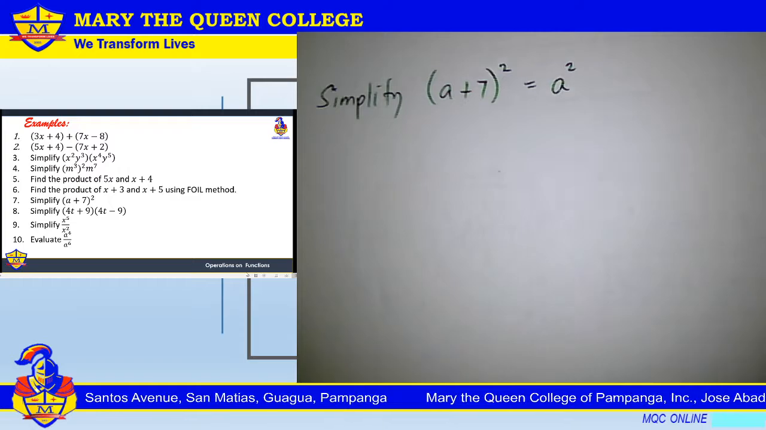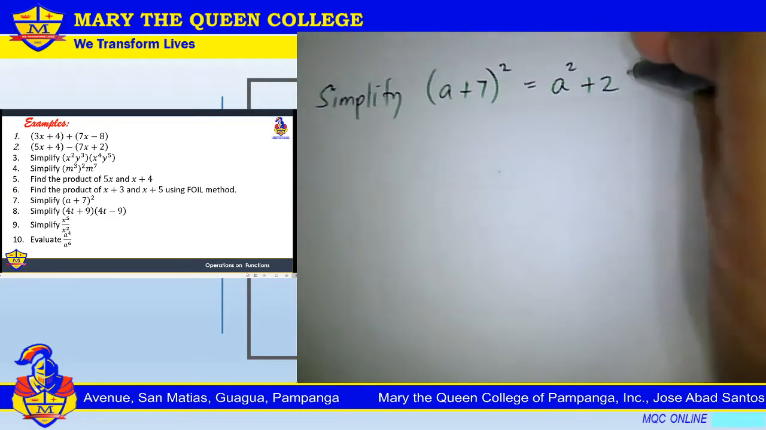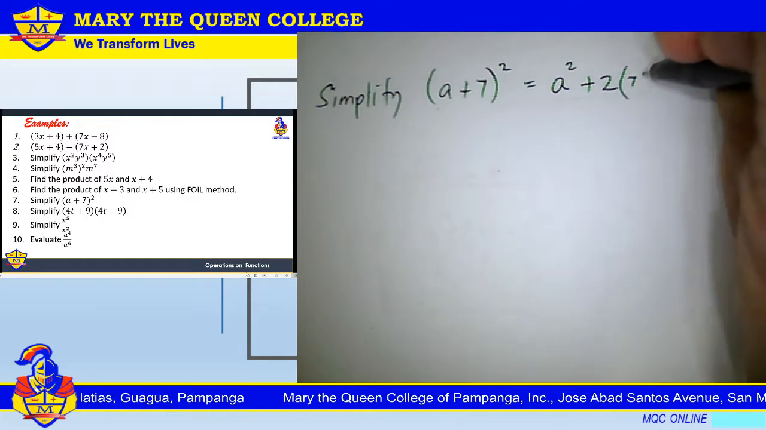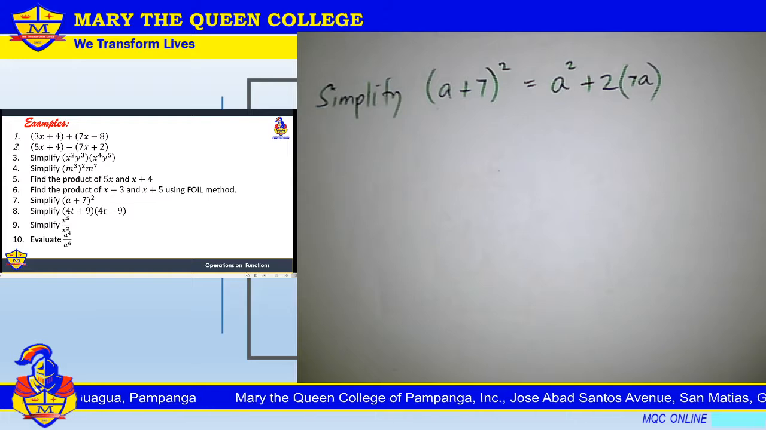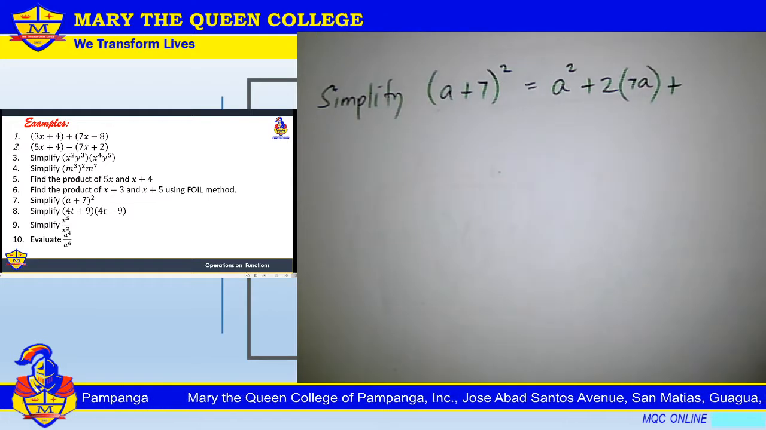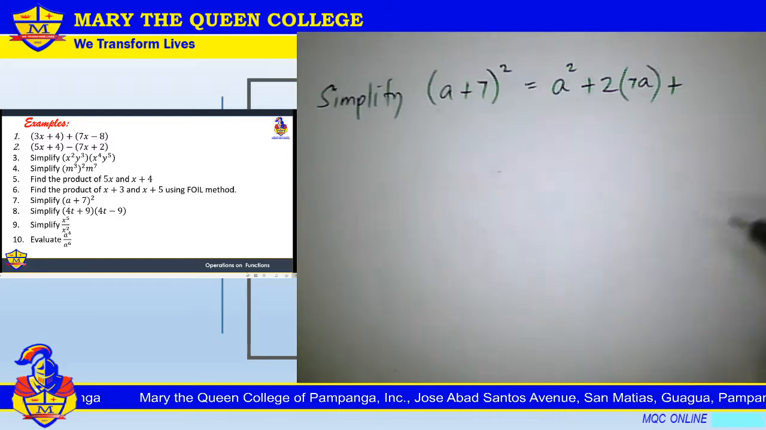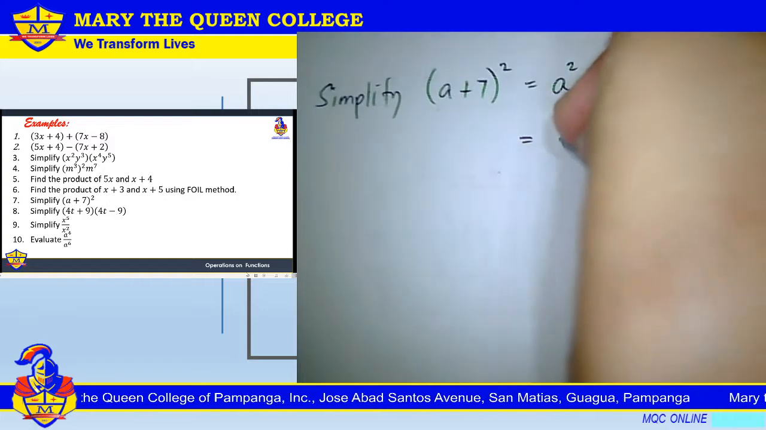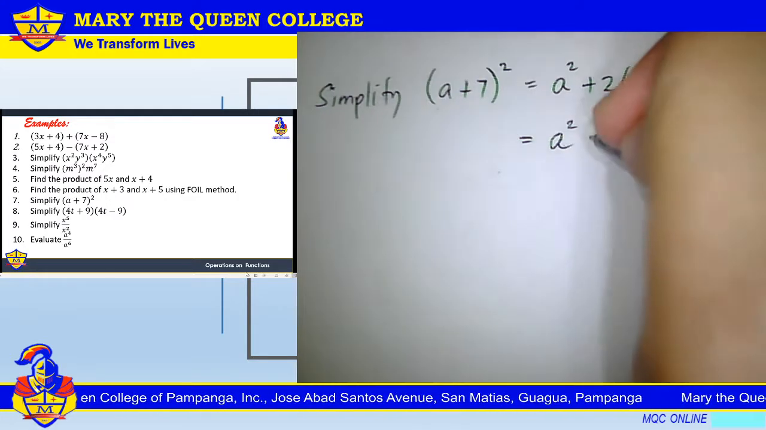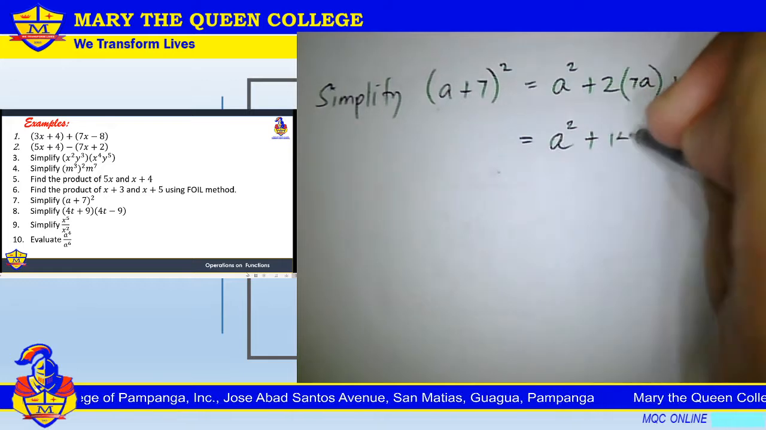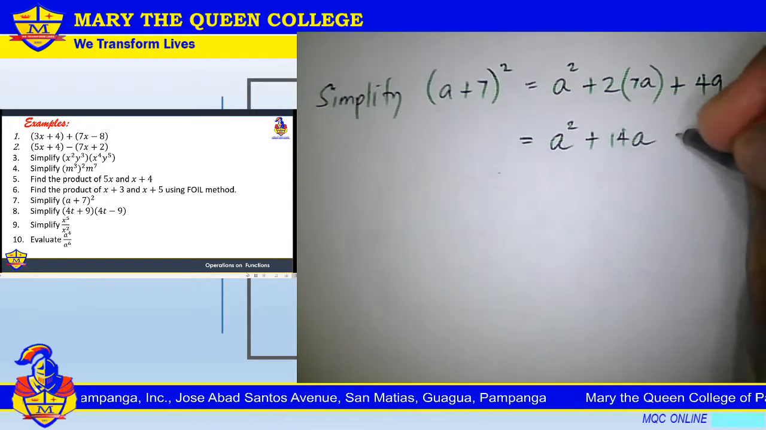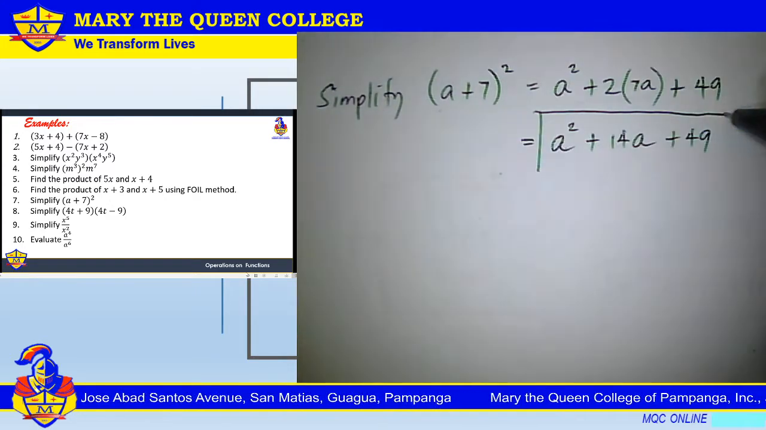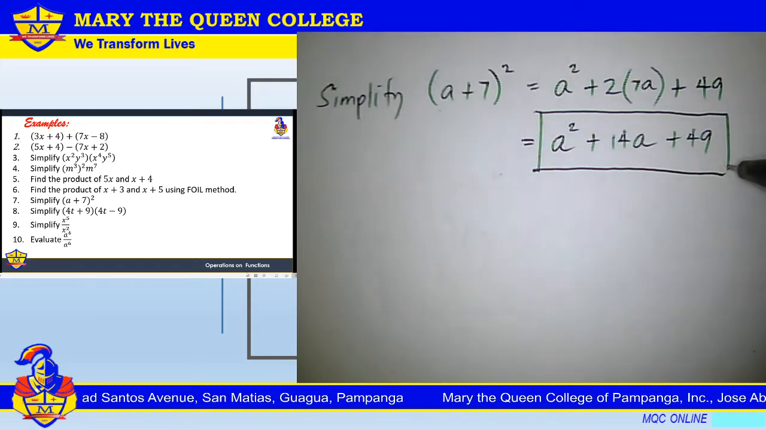Okay? Tapos, we have plus twice the product of the first term and second term. So, 8 times 7, that is 7a. Okay? Plus the square of the second term. So, 7 square, that is 49. Okay? Simplifying it further, we have a squared plus 2 times 7, that is 14a plus 49. Okay? So, eto na po yung ating square of a binomial.